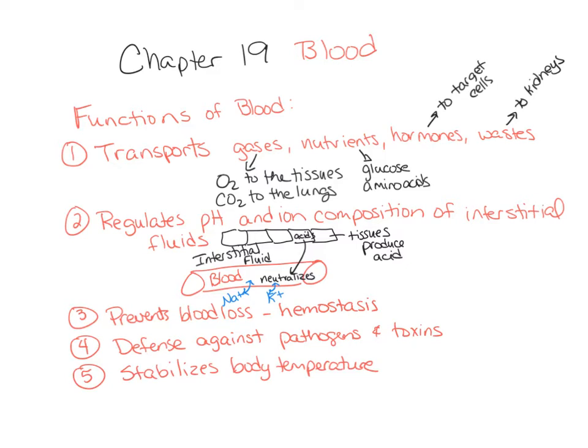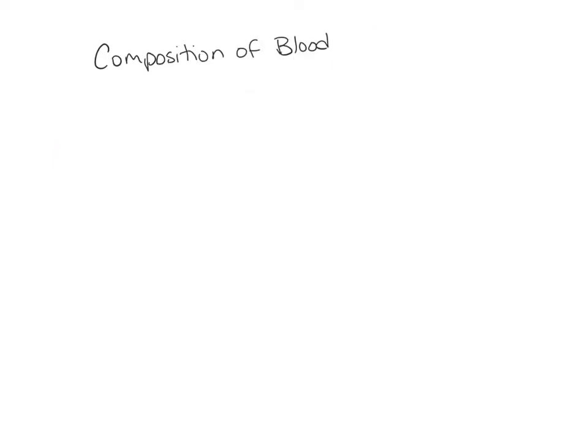The fifth function of blood is that it stabilizes body temperature. Your active muscles and tissues will generate heat. The blood absorbs this heat and will distribute it to other tissues. So let's take a look at the composition of blood.